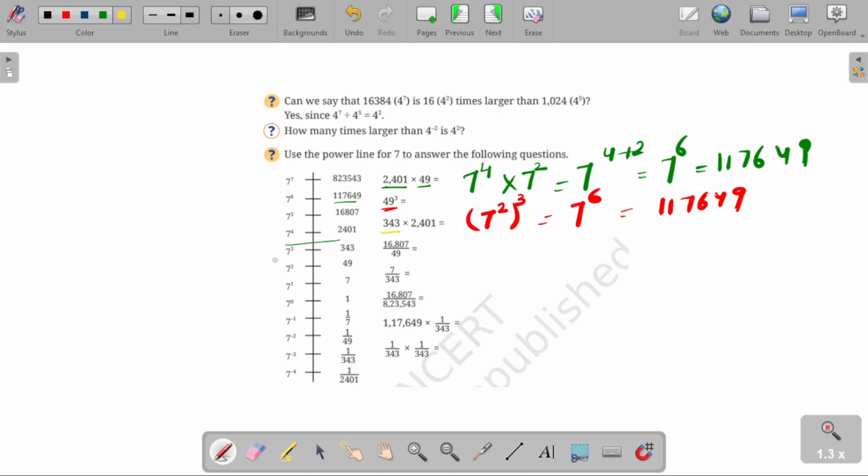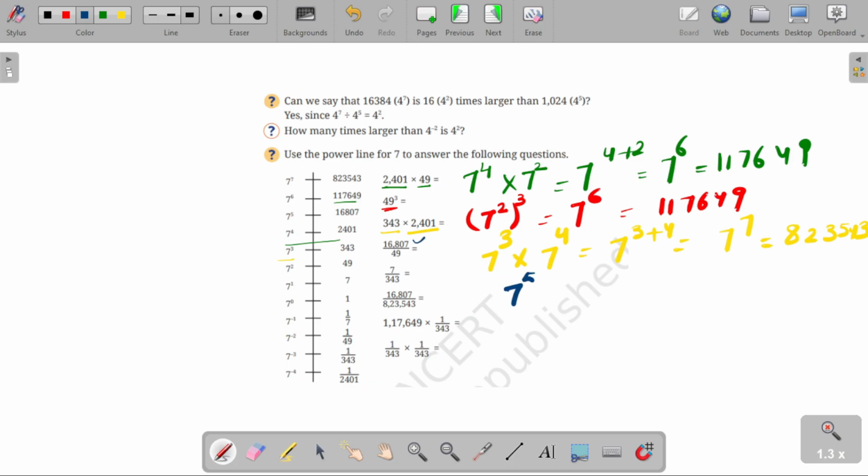343. 343 means 7 cube. So 7 cube into 2401, which means 7 raised to 4. It is 7 raised to 3 plus 4. That is 7 raised to 7, which is 823543.